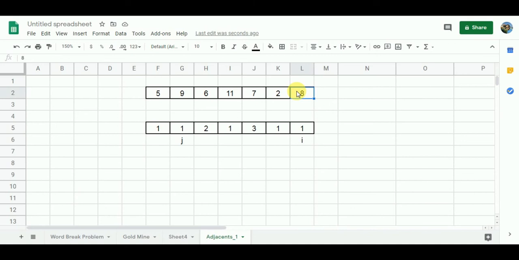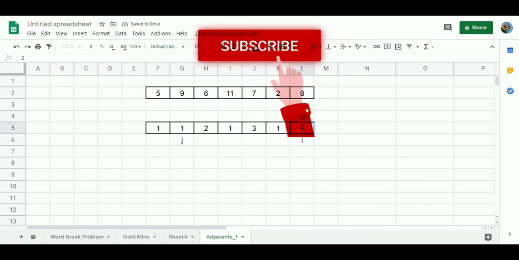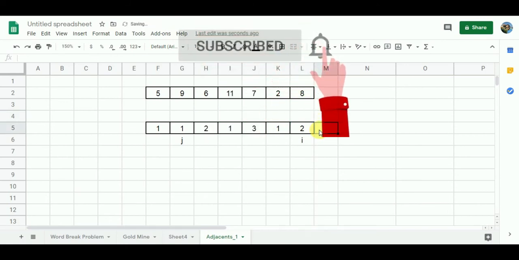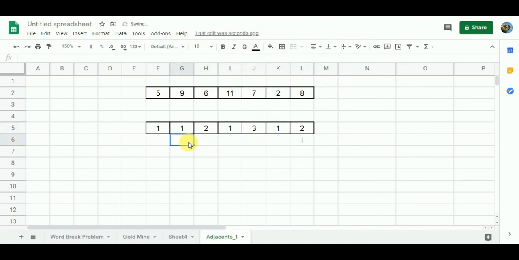So what are we going to do? We are going to add 1 to this one and we will get 2. So is this 2 greater than this one? Yes, it is greater than this one. So I'm going to substitute this value with 2. J moves one cell to the right. So what is the difference between 6 and 8? It's 2. So nothing is going to happen.